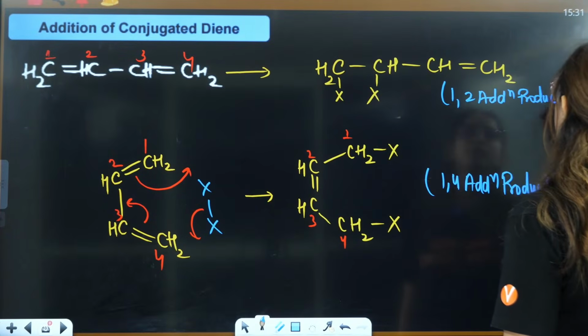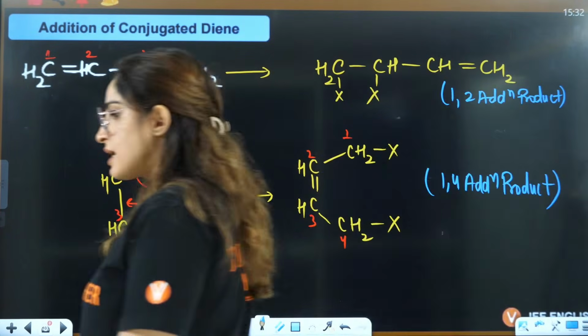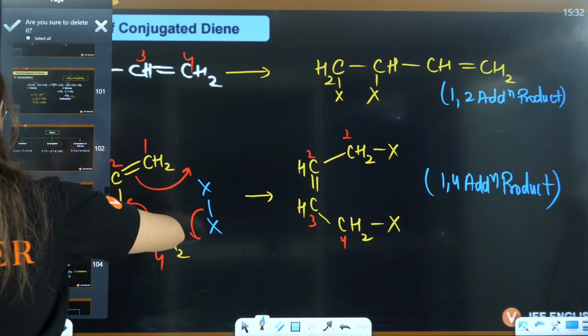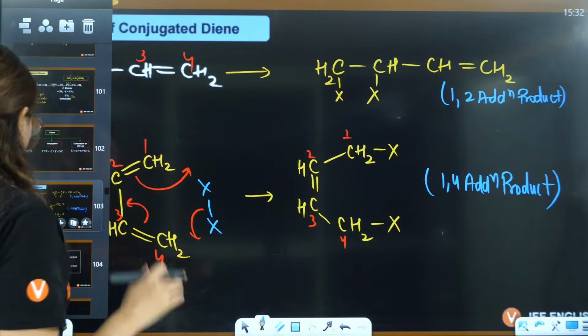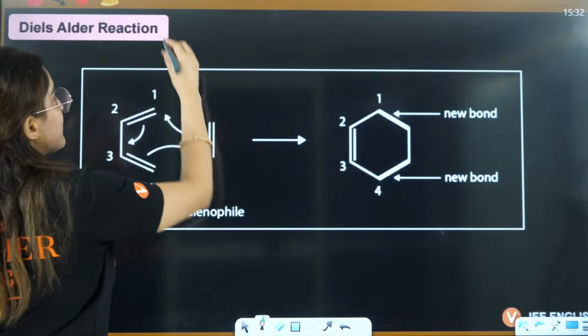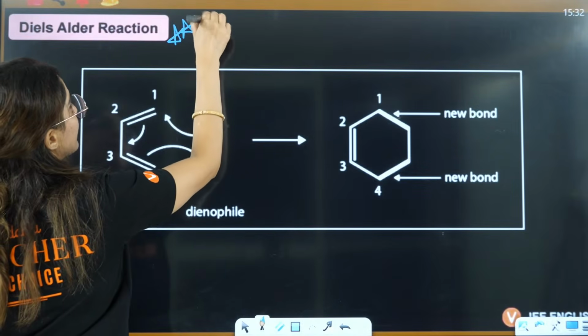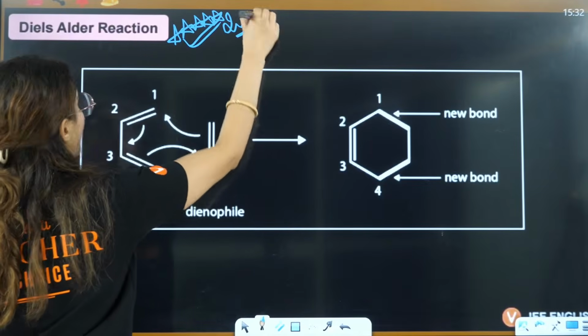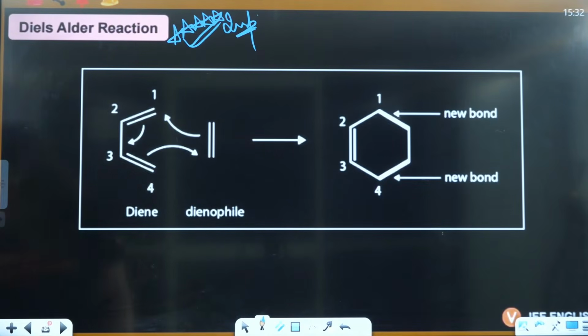Okay, so both the products are possible, right? 1,2 addition is simple to understand why it is happening, but 1,4 addition, I told you how it is happening, right? Then the next is the Diels-Alder reaction, very, very important. Diels-Alder reaction, very, very important reaction, right? For dienes, Diels-Alder reaction, let's talk about that.